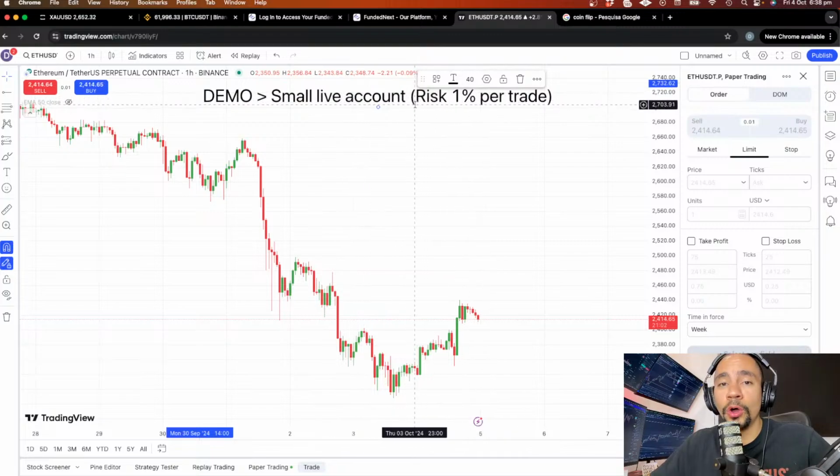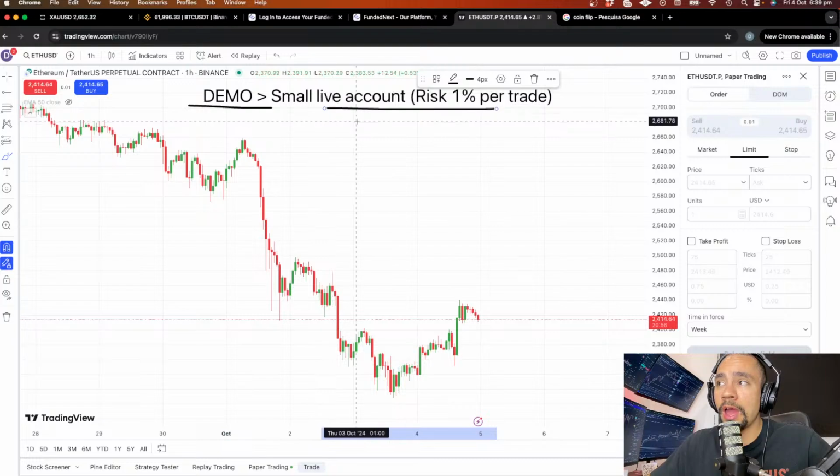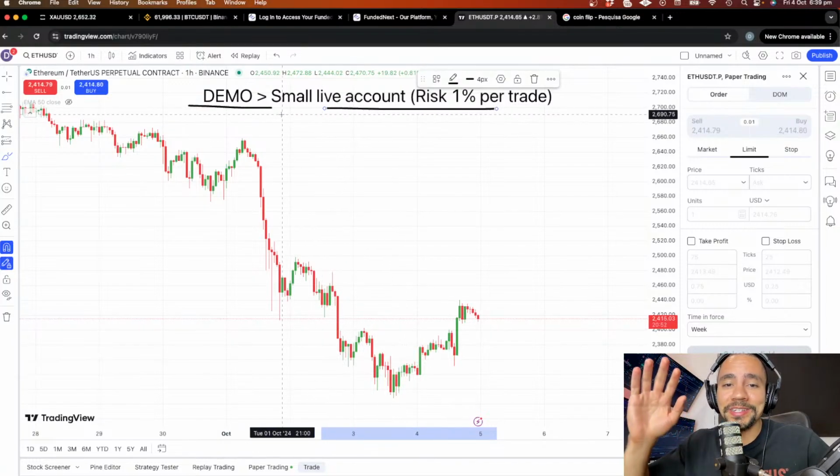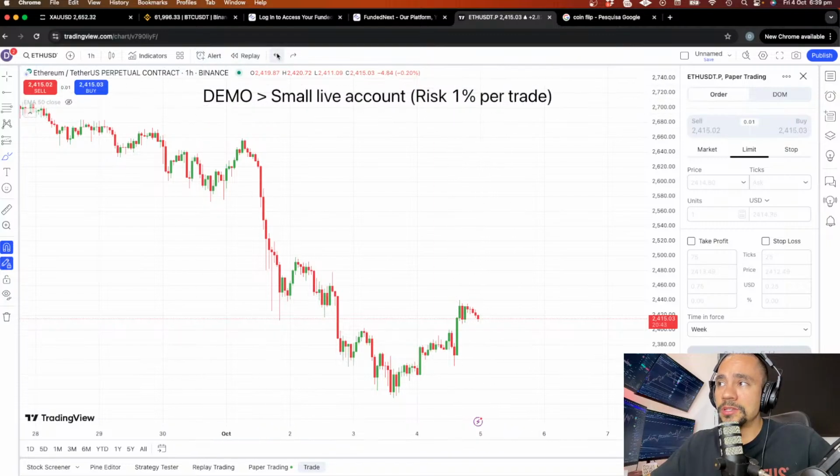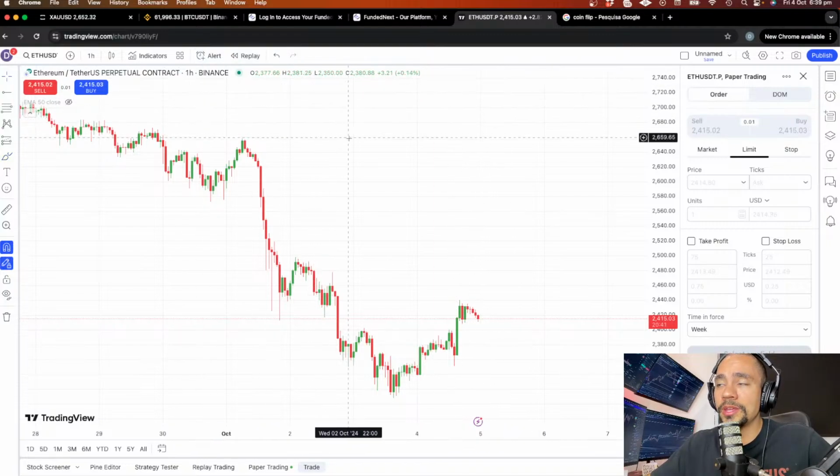But if you haven't mastered those 2 steps, do not start trading and risking 10%, 15%, or using a lot of leverage in one single trade. Okay, first master those 2 steps. Once you master those 2 steps, you can start risking more in one single trade.